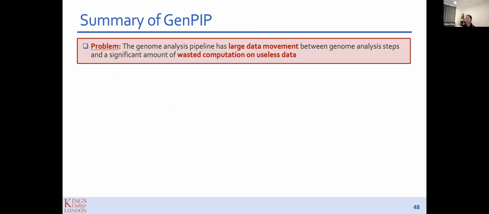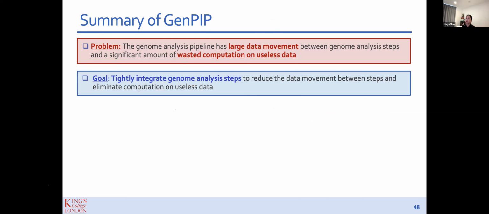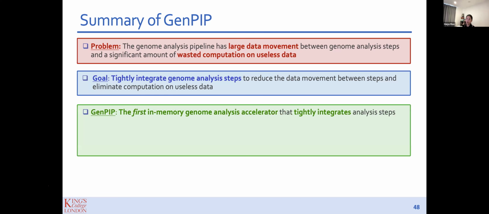So GenPeep, we found a problem that the genome analysis pipeline has large data movement between genome analysis steps and a significant amount of wasted computation on useless data. And the goal is to tightly integrate the genome analysis steps to reduce the data movement between the steps and eliminate the computation on the useless data.